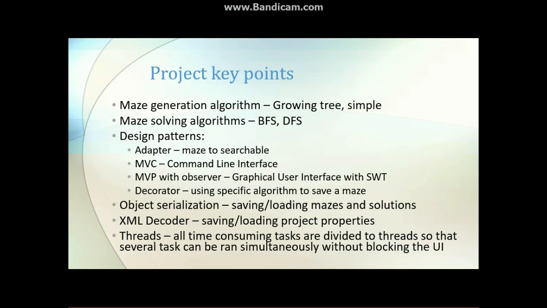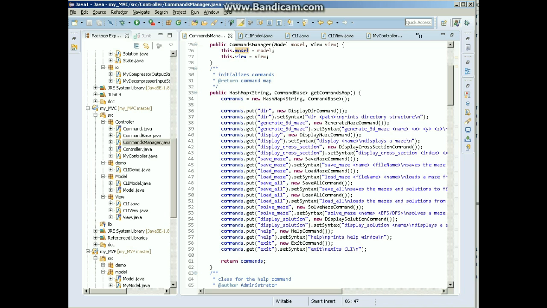The project can be run with two user interfaces, the command line interface and graphical interface using SWT. This allows the game to be cross-platform. Object serialization is used to load and save mazes and solutions. XML decoder is used to save and load properties XML that control how the application runs. Additionally, threads are used to allow all time-consuming tasks to be divided into threads, so that several tasks can be run simultaneously without blocking the UI.